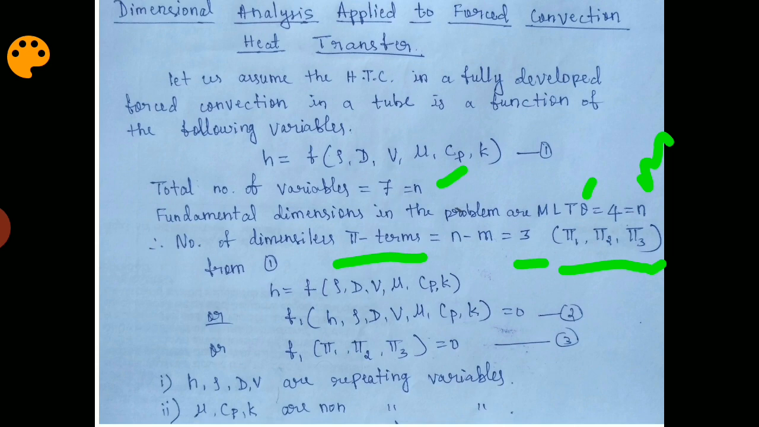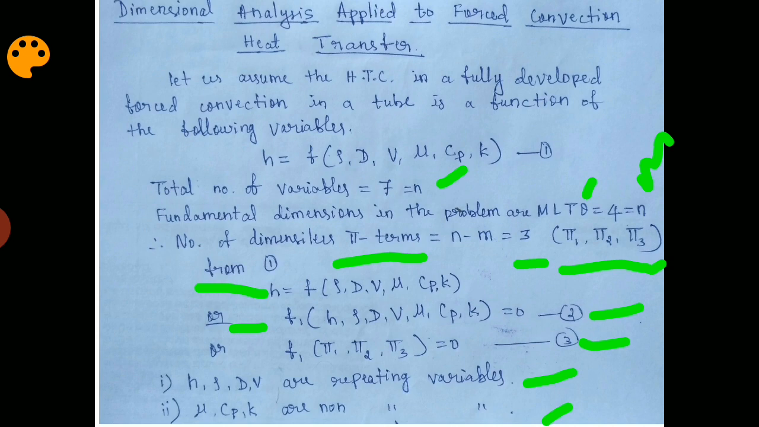Now we can write down equation number 1 as h is a function of rho, d, v, mu, cp and k. So it is now f1 is equal to 0. So we can write down the equation like this: f1 is equal to 0, then f1 is a function of pi 1, pi 2, pi 3. Okay. Further, we have to decide the repeating and non-repeating variables. If you see in the problem, h, rho, d, v are considered as the repeating variable set, and the remaining mu, cp, k are considered as the non-repeating variable set.